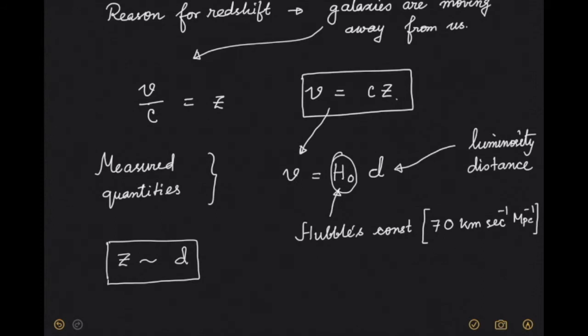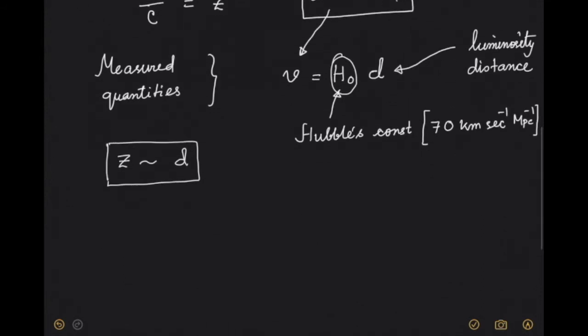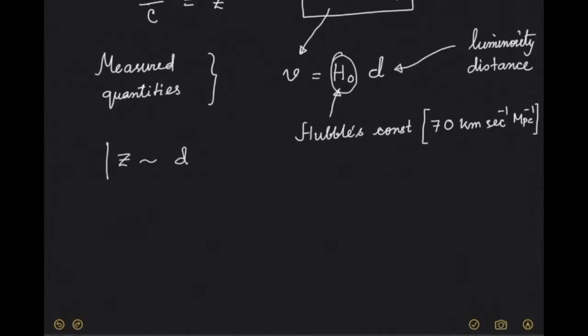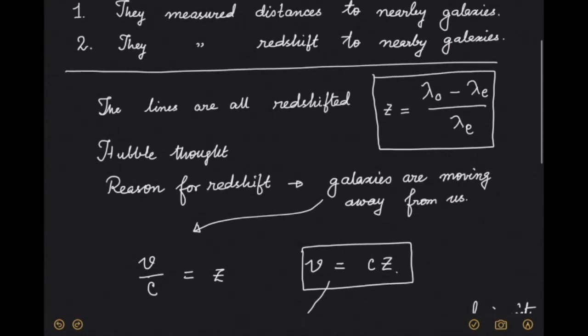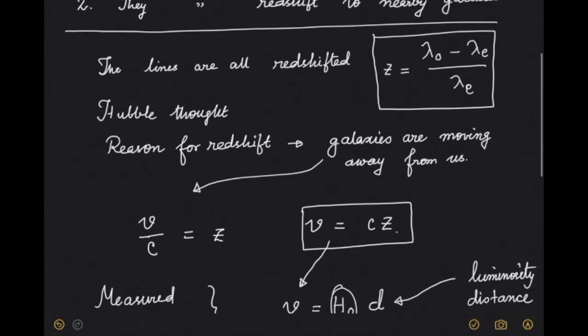Okay, so let us go back to what Hubble observed once more. They measured the distance to the nearby galaxies, and they measured the redshift to the same galaxies. The redshift is defined as the shift in the spectral line, observed minus emitted wavelengths, divided by the emitted wavelength. So this is a dimensionless quantity. Redshift is a dimensionless quantity.